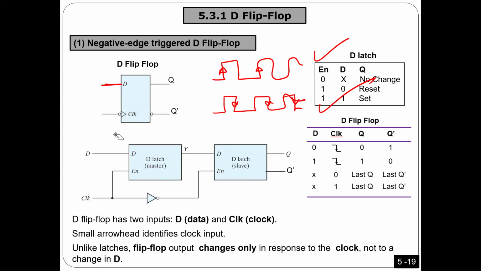Very simple. Look here, guys. First of all, the clock, usually we are going to make a rectangle this way, okay? But if there is no bubble here, then this is actually going to be positive. So the action is going to be taken at rising edges.